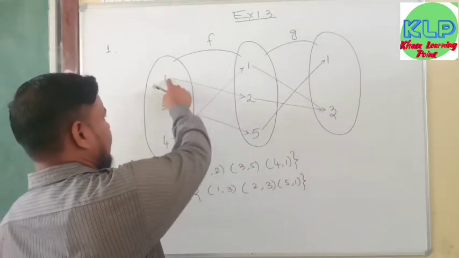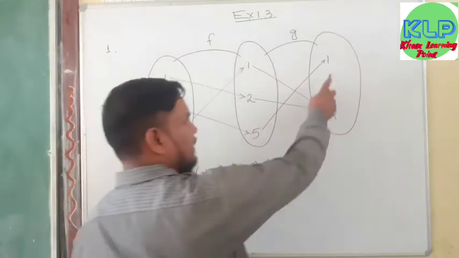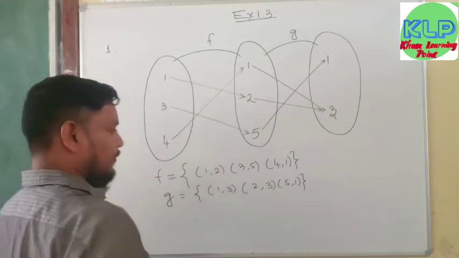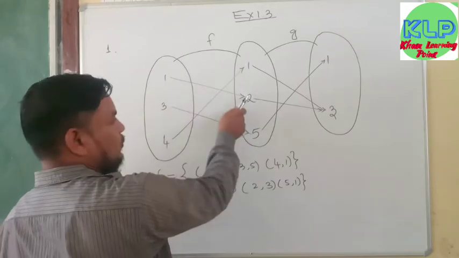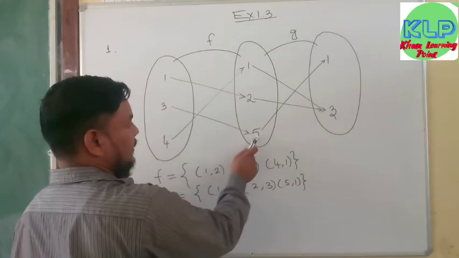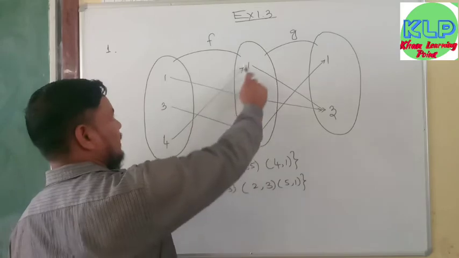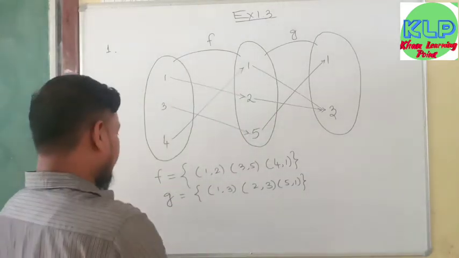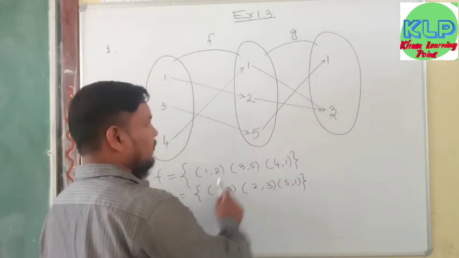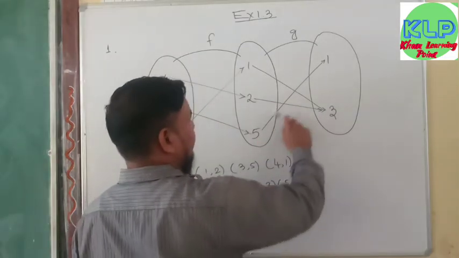This is the set containing the elements 1, 3, 4, this is the set consisting of the elements 1 to 5, and this is the set consisting of the elements 1 and 3. From the function f, the image of 1 is 2, the image of 3 is 5, and the image of 4 is 1. From the function g, the image of 1 is 3, the image of 2 is 3, and the image of 5 is 1.